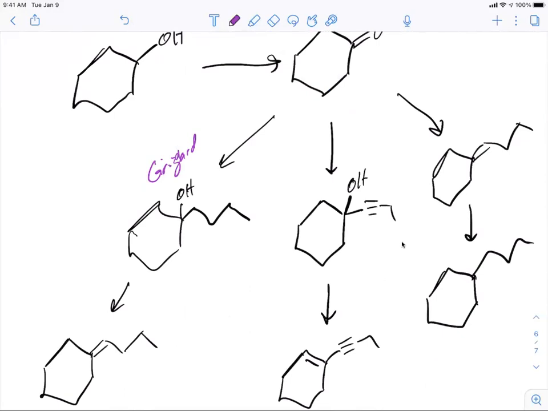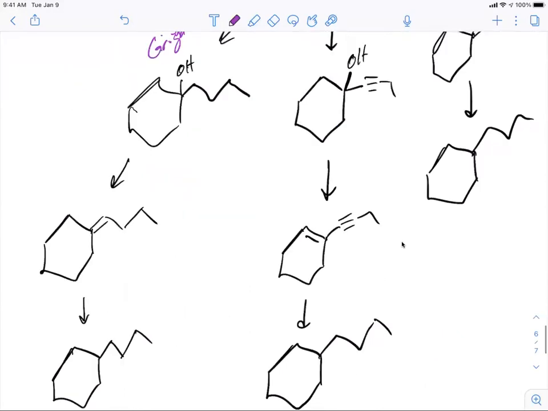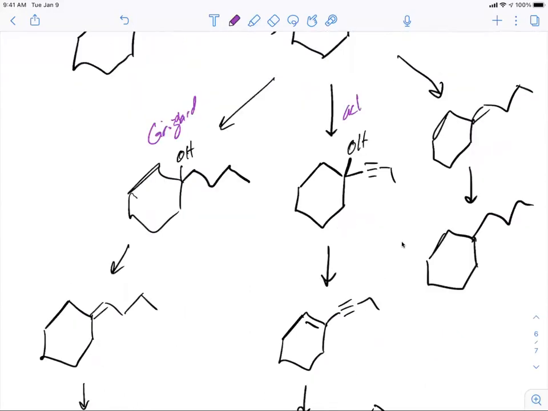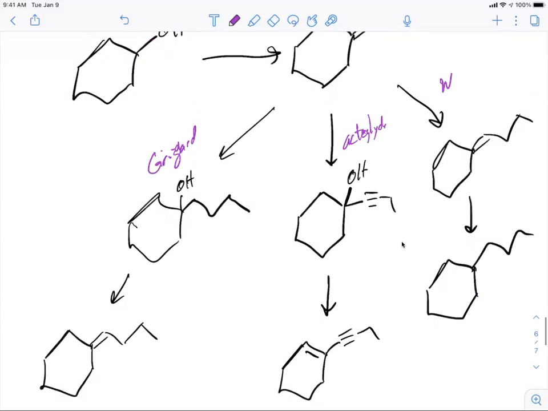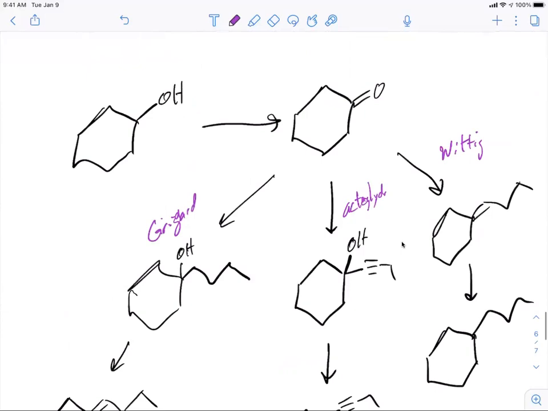We see that we get 2 more steps. If we go through the acetylide path, we also have 2 more steps. But if we go through the Wittig, once we've made that Wittig, all we have to do is reduce that double bond. And so that's the step that we're going to want, that will favor, right?